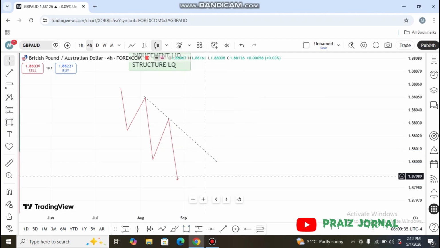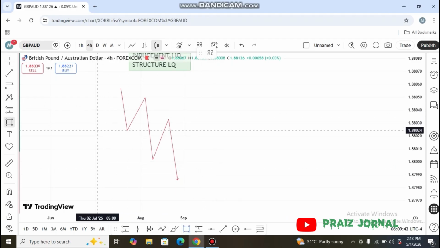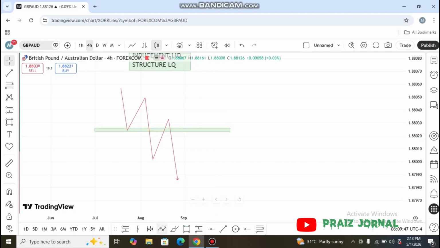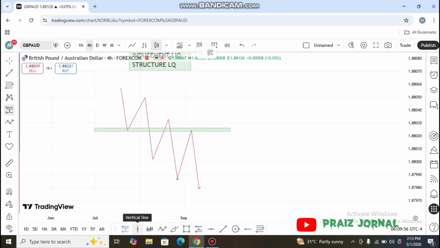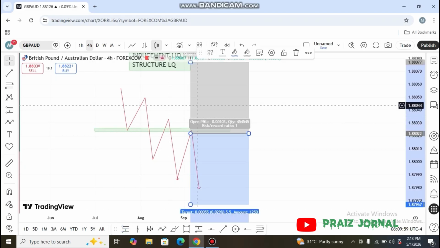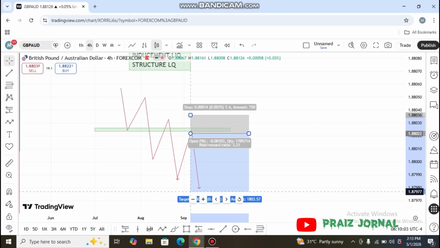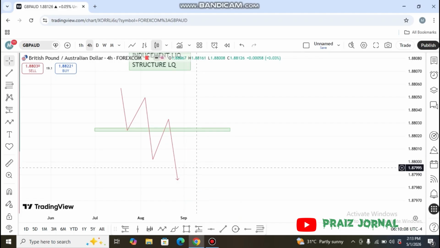So what will support and resistance traders do? They will say, okay, this was the previous support area, now this support area will serve as a resistance. Therefore, if the market comes back to this place, they will look for a short position, and their stop loss will be right above this high, and they will be targeting lower prices.